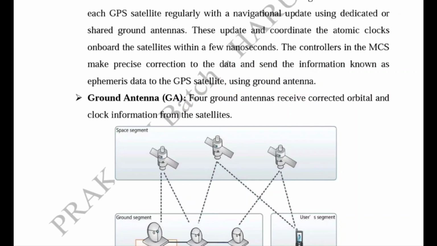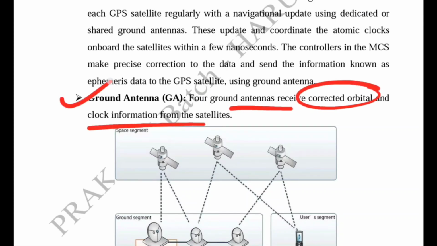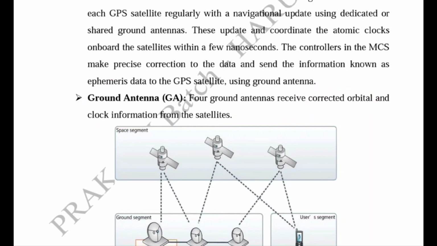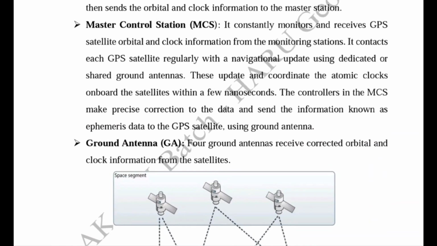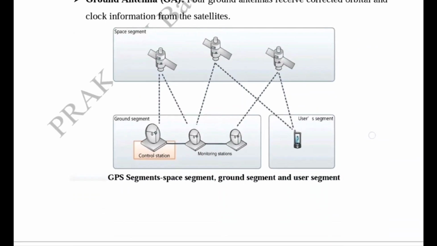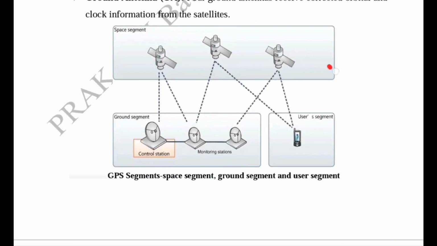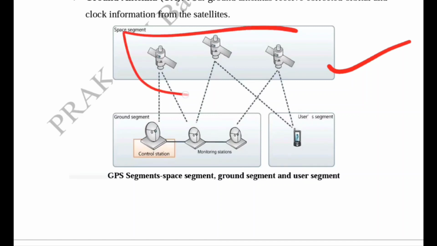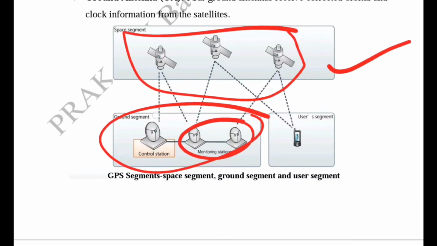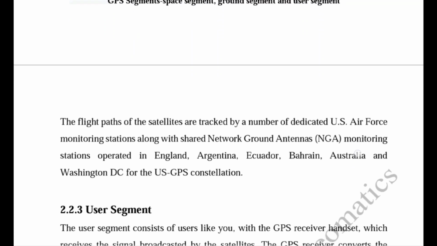There are mainly 4 ground antennas which receive the corrected orbital and clock information for the satellite. So master control the satellite, but it requires monitor stations and ground antenna for contacting the GPS satellites that are available in the space segment. So this is the space segment which consists of GPS satellites, ground antenna, the monitor stations and control station. And this is the user segment which uses the GPS receiver.